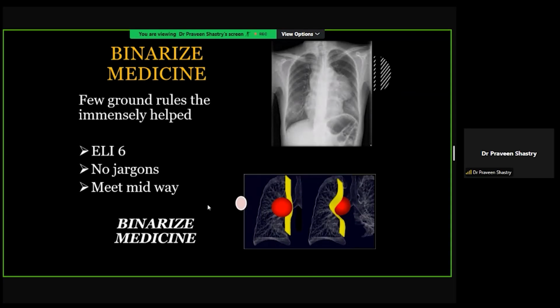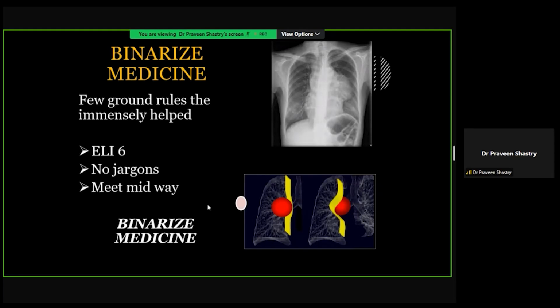What does ELI6 mean? Explain like I am a 6-year-old. Absolutely no jargon, may it be medical or deep learning jargon. That is when all of us are concept oriented and not jargon oriented. That is precisely what has helped me, thankfully, to understand the concepts better. We meet midway. And the best part is you have to binarize medicine. If we can crack this, I'm pretty sure we can succeed. So what is binarizing medicine?